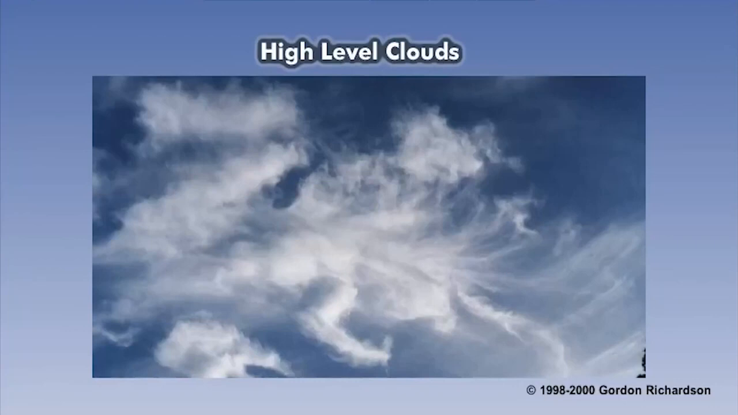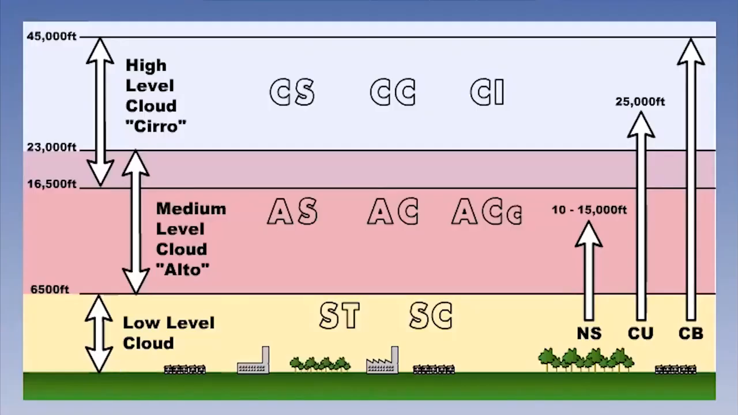Let's learn some more about these cloud types. Here is a summary of the clouds classified according to their height above ground level. Examine this chart for a moment before continuing on to the next section.